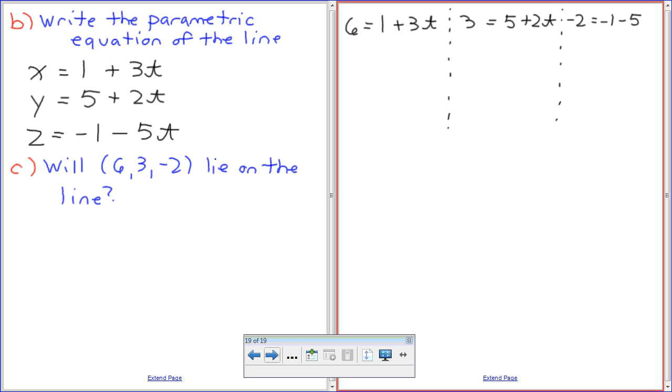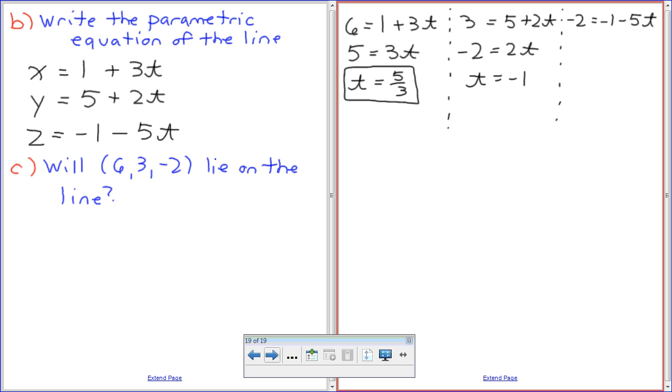Now, the t's have to match for all of them. If the t's match for 2, that's not good enough. It has to work for all of them. I will do the algebra because I'm your math teacher. So I'm going to say here 5 equals 3t, t equals 5/3. Negative 2 equals 2t, t equals negative 1. Well, look at that. That one did it already. So then negative 1 equals negative 5t, t equals 1/5.